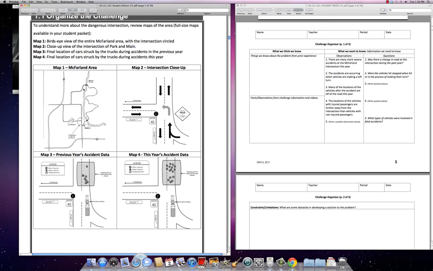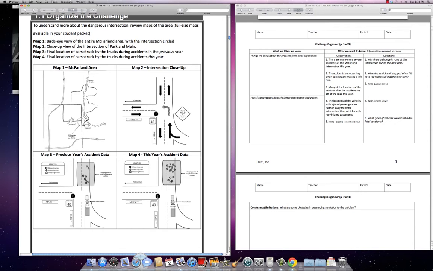The second map is an intersection close-up, which shows students the directions of traffic that occur at this intersection, the stop sign, and where the trucks will be merging in onto the road. It also provides names of streets, so as students are reading the text later, they will now understand what streets they are discussing. Map 3 provides a previous year's accident data.